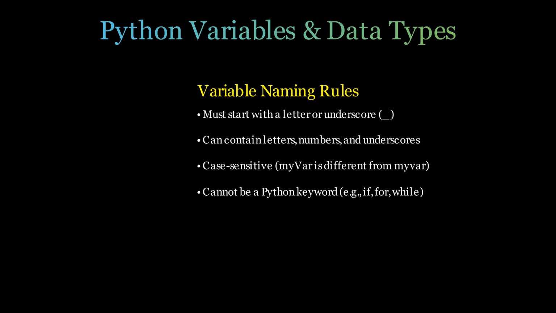It's important to follow certain rules when naming your variables in Python. A variable name must start with either a letter or an underscore. The rest of the name can include letters, numbers, and underscores. Remember that Python is case sensitive, so my_var and My_Var are treated as different variables. Also, you cannot use Python keywords, which are reserved words with special meanings in the language, as variable names.